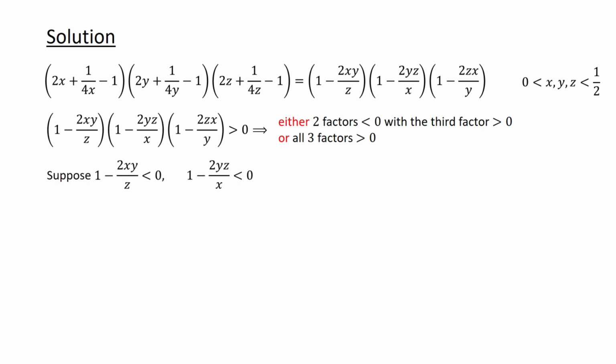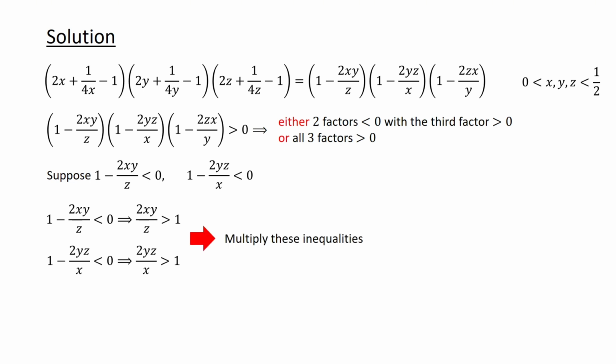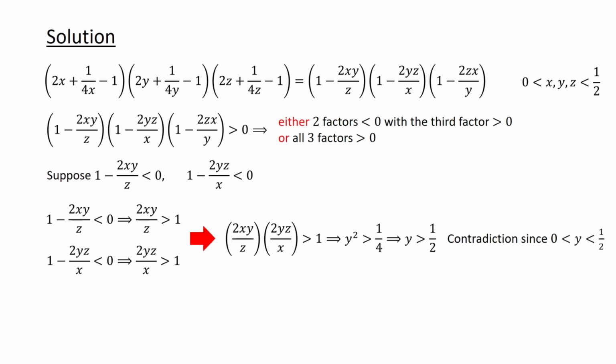Suppose 1 minus 2xy over z is negative, and 1 minus 2yz over x is negative. Then 1 minus 2xy over z is negative implies 2xy over z is greater than 1. And 1 minus 2yz over x is negative implies 2yz over x is greater than 1. Next, we multiply these inequalities to obtain 2xy over z times 2yz over x is greater than 1. This simplifies to y squared is greater than 1 over 4, which after taking the square root, we obtain y is greater than half. This is a contradiction since y is less than half.